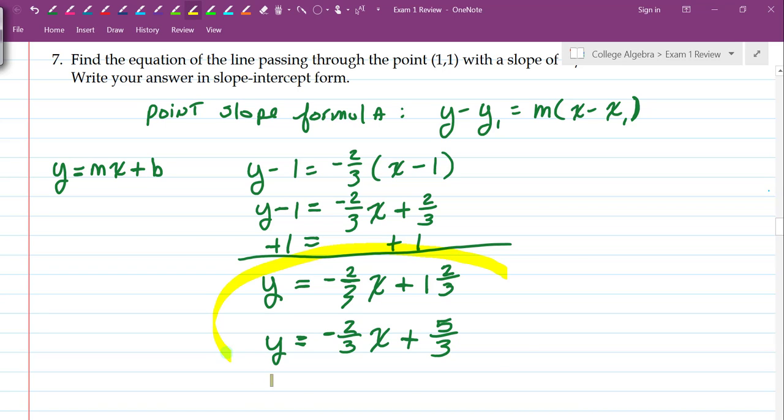Either one of these is just fine, okay? Whichever is best for you. Alrighty, on to the next problem.